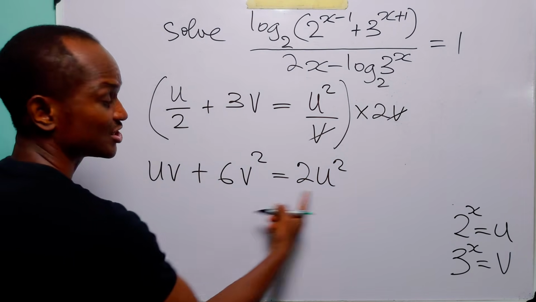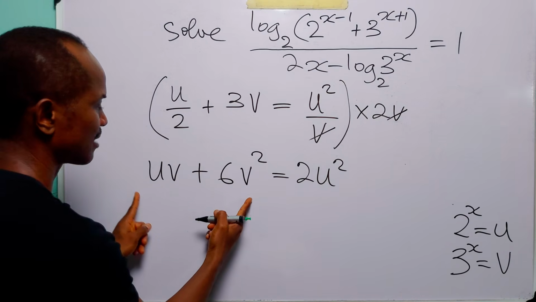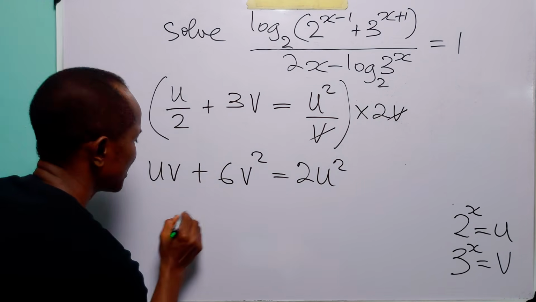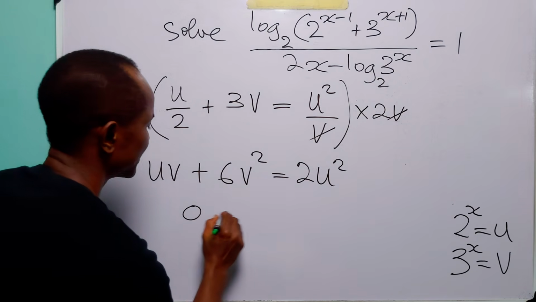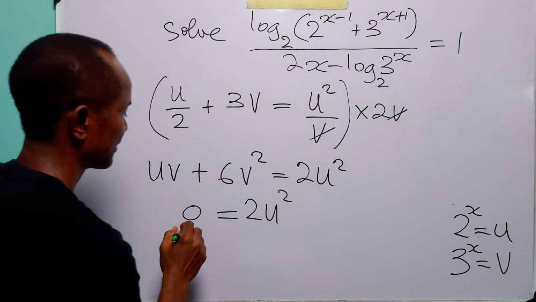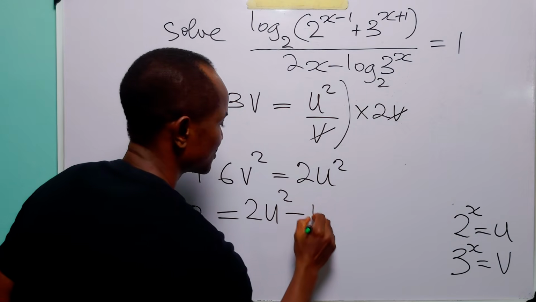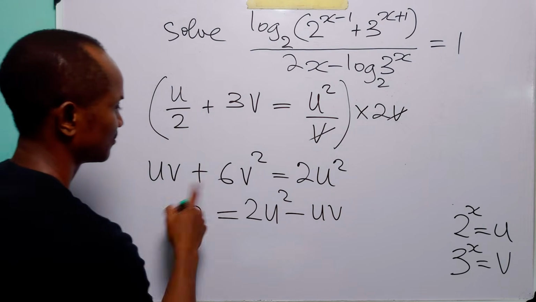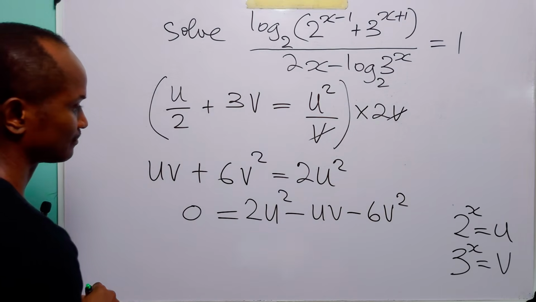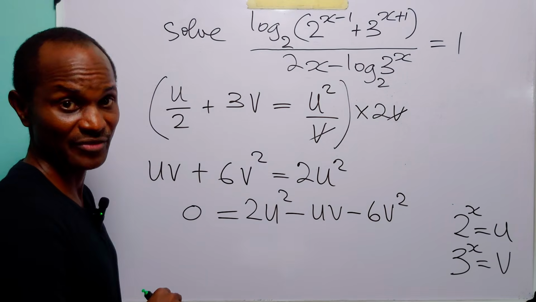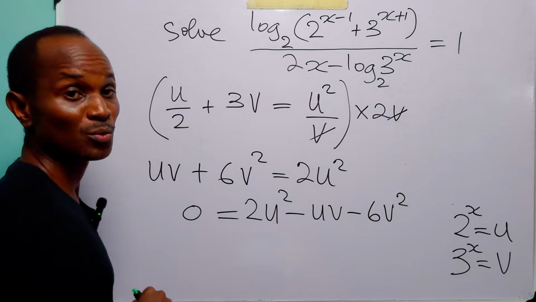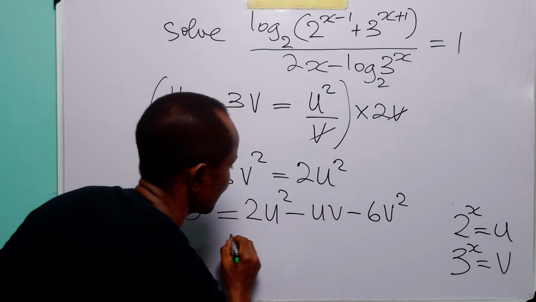Now, let us rearrange this equation. Let us take all these terms on the left-hand side over to the right-hand side. When we do that, we are left with 0 on the left-hand side, and this is equal to 2u squared minus uv minus 6v squared. Now, you can see that we have a quadratic equation. And to solve this quadratic equation, we will factorize.